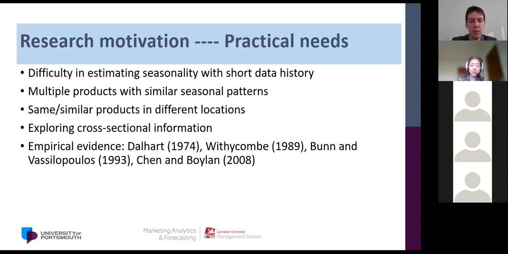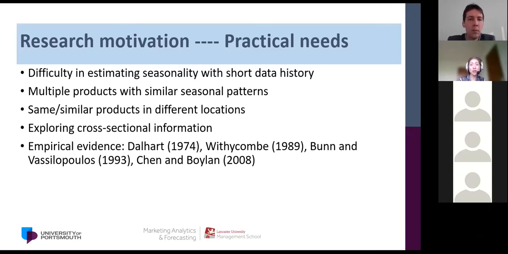So there is some empirical evidence in the literature going all the way back to Dalhart 1974, with Withycombe 1989, they proposed two different versions of estimating seasonality from the group rather than individually. They calculated fixed seasonal indices. And then Bunn and Vassilopoulos, 1993, did an empirical comparison, looking at Dalhart and Withycombe's versions of the group approach and comparing them against the conventional individual way of estimating seasonality univariately. And they found that the group approach performed better than the individual. And then in my earlier work with John in 2008, we also did an empirical analysis looking at these different approaches, and our findings were consistent with Bunn and Vassilopoulos, 1993.